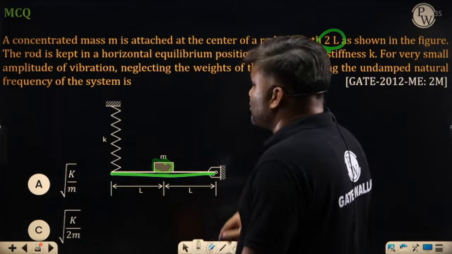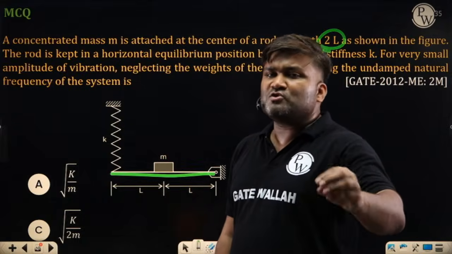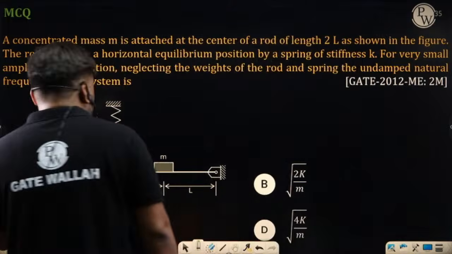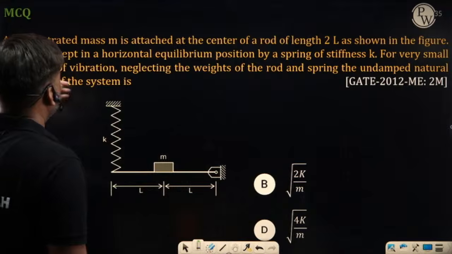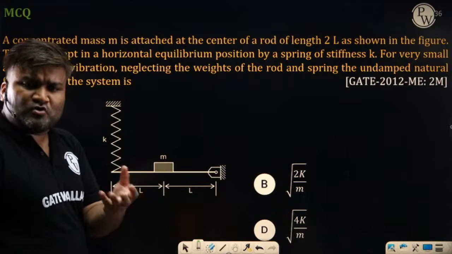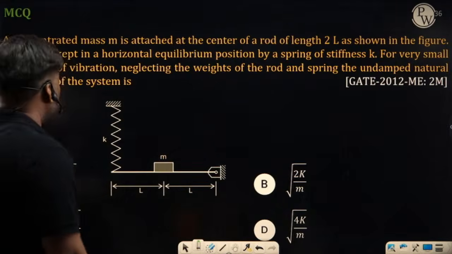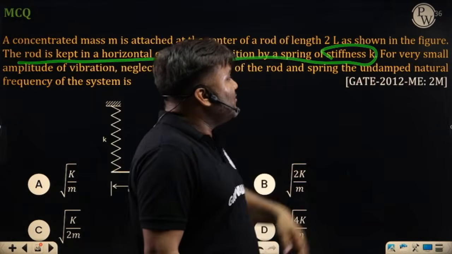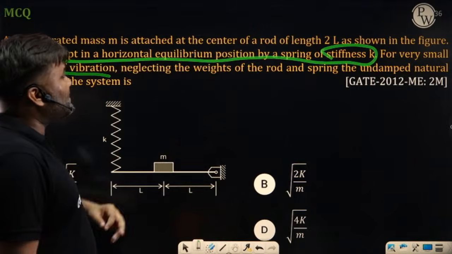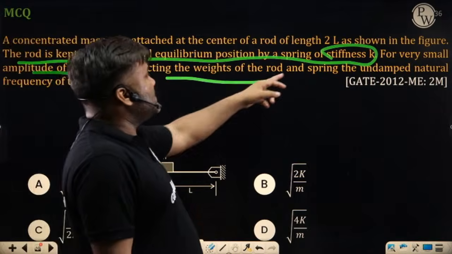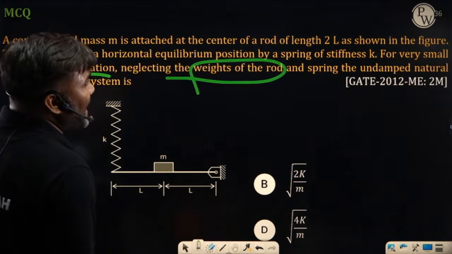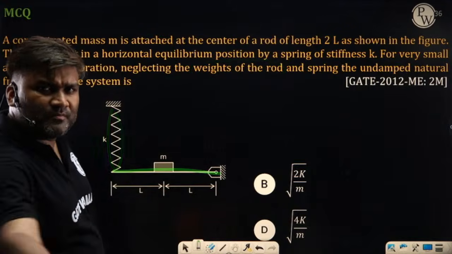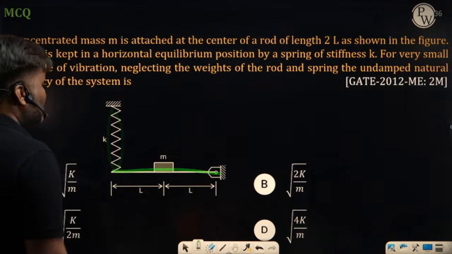They have not talked about anything regarding the rod. The mass of the rod is not mentioned, so I will assume that the rod is massless, a rigid massless rod. They should have mentioned it somewhere, but they have not, so I will assume that it is massless. Rod is kept in horizontal equilibrium position by spring of stiffness K for very small amplitude of vibration, neglecting the weight of the rod and the spring. Spring's weight is negligible, rod's weight is also negligible, so massless. Natural frequency of the system is how much?